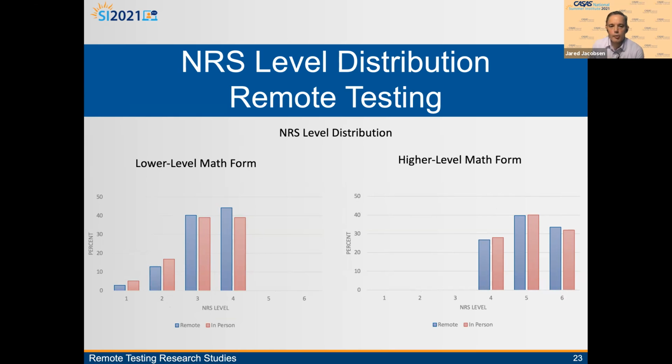So, you know, what we interpret this as initially is that we don't see any red flags in terms of how students are performing on remote compared to in person. We're seeing a similar distribution into where they score here, measured by their classification into NRS levels.